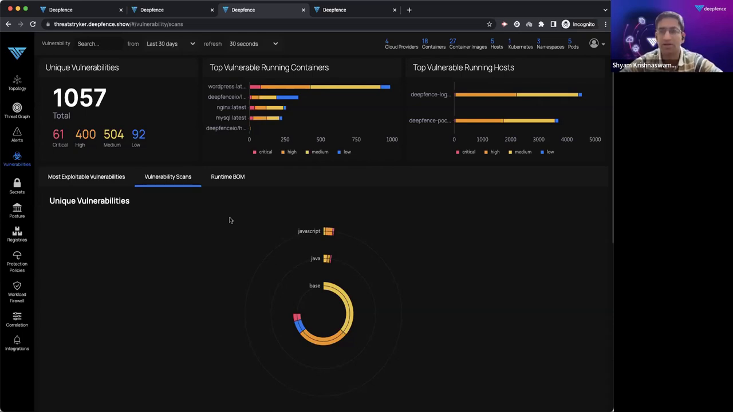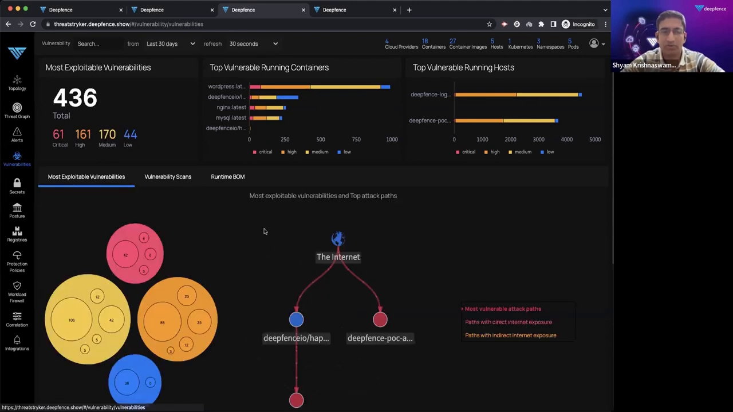Which would mean that there need to be multiple factors for this vulnerability to be actually exploited. The most obvious one is, is this vulnerability network reachable? Does this vulnerability have any known exploit? What happens next when this vulnerability exists within my system? So Deepfence provides a way to categorize all these vulnerabilities and answer the question of, is this vulnerability indeed exploitable?